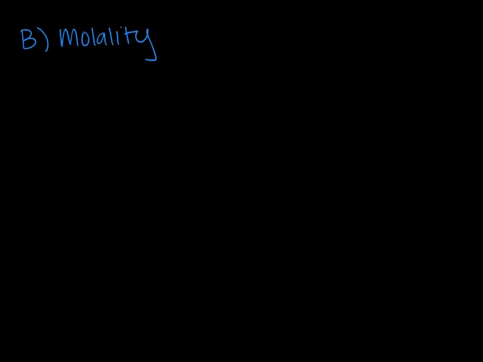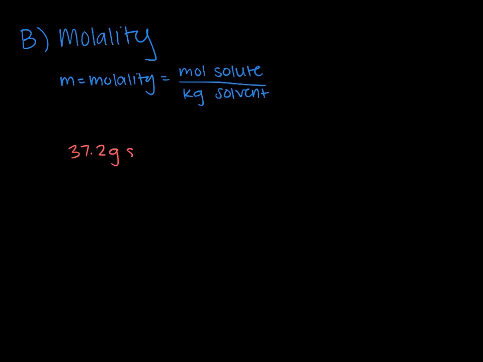On to part B, we are asked to calculate the molality of HCl. The definition of molality is the moles of solute per kilograms of solvent. Our solute is HCl and our solvent is water. The two pieces of information that we need, we have already found. We know that there are 37.2 grams of solute, which is the HCl, and we know that there are 62.8 grams of solvent. We can convert to moles of solute and kilograms of solvent using dimensional analysis.